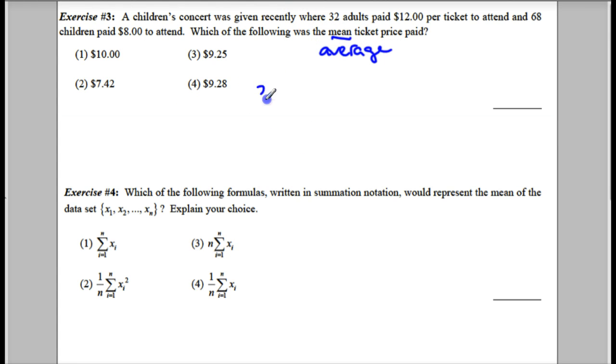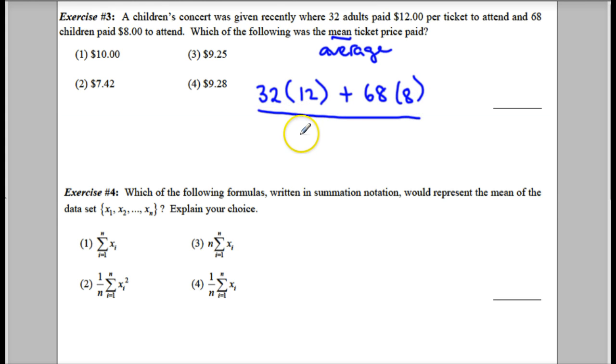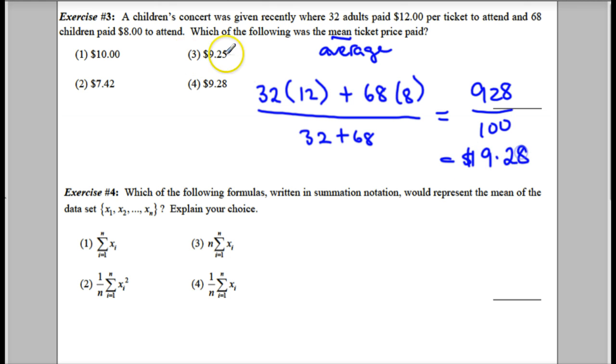So there are 32 adults paying $12 each, plus there are 68 children paying $8 each. All of this will be over, what's the total? The total is 32 adults plus 68 children. If you were to work this out, you will get 928, and this is over 100, which is going to equal $9.28 as your mean. So this is another way to find your mean.